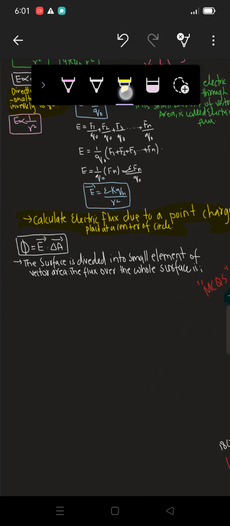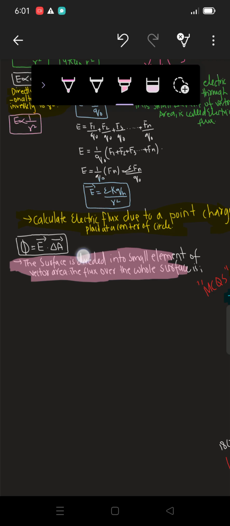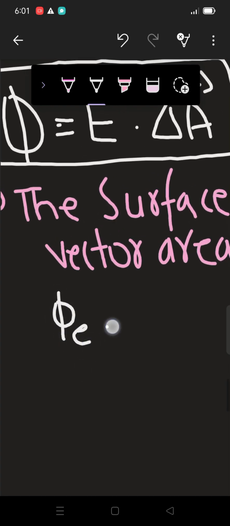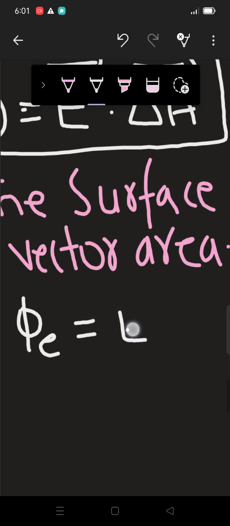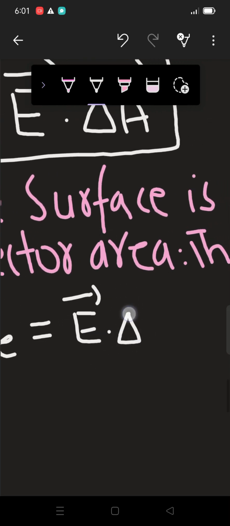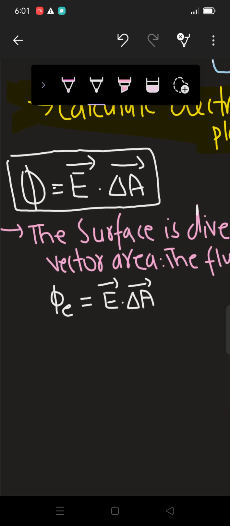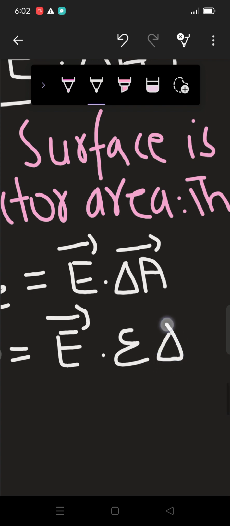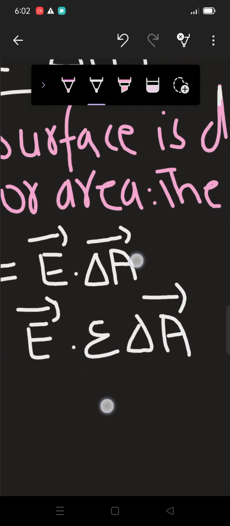Wait, let me highlight this point first, which is very important. Now we are going to divide the surface into small elements of vector area. Then the flux will be, as we know, the product of electric field intensity and the small element of vector area. We have divided the area into very small surfaces, so over the whole surface the flux would be electric field intensity times the summation of the small elements of vector area.